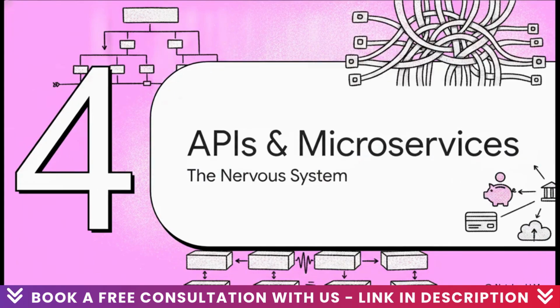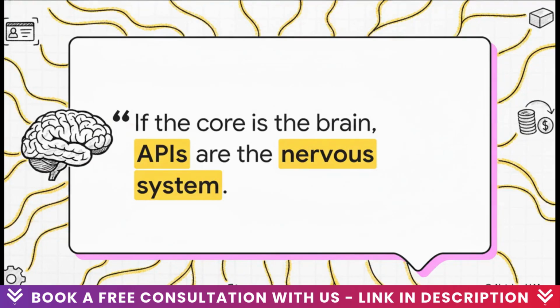Let's look at Section 4, APIs and microservices. So how do all these moving parts actually talk to each other without tangling into a huge mess? I absolutely love this vivid metaphor from our sources. If the core is the brain, APIs are the nervous system.